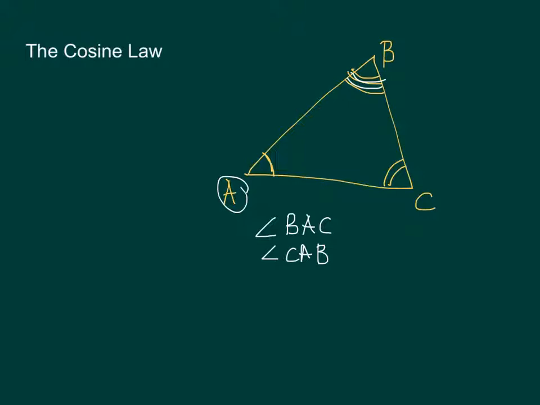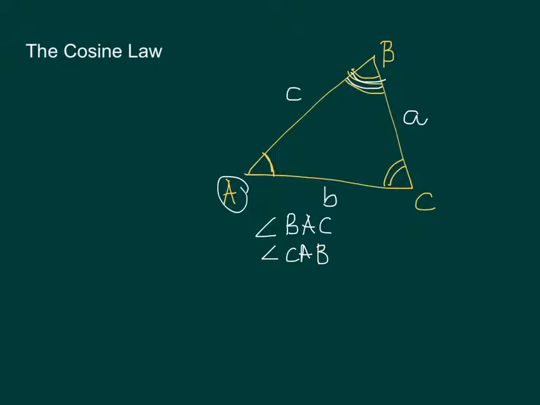Now, for every angle, there's a corresponding opposite side. So the side BC is the side opposite the angle A. So let's call it the side A. In the same way, the opposite side of angle B is B. We can call it side B. And lastly, the side opposite the angle C is the side C, or the side AB or BA.